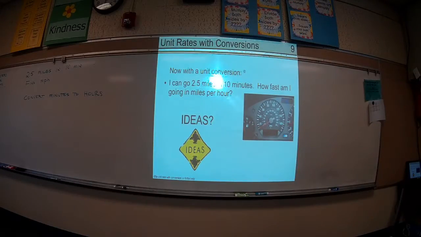Convert the minutes into miles. I can't convert minutes into miles because they're separate units. They're not time units. One's a distance, one's a time. Convert the miles into. I'm going to go over there to Eli. Convert miles into miles per hour. I can't convert miles into miles per hour.